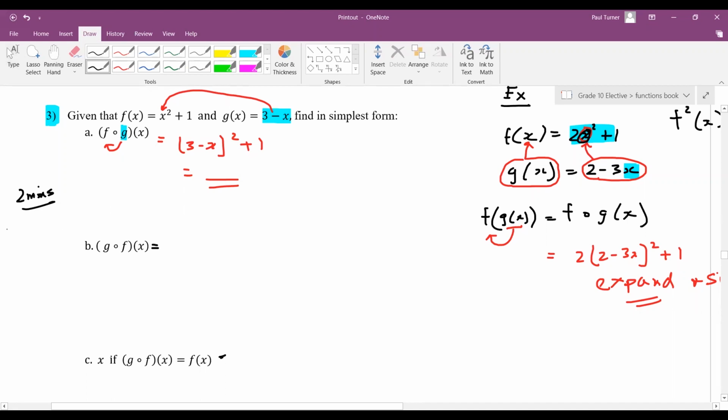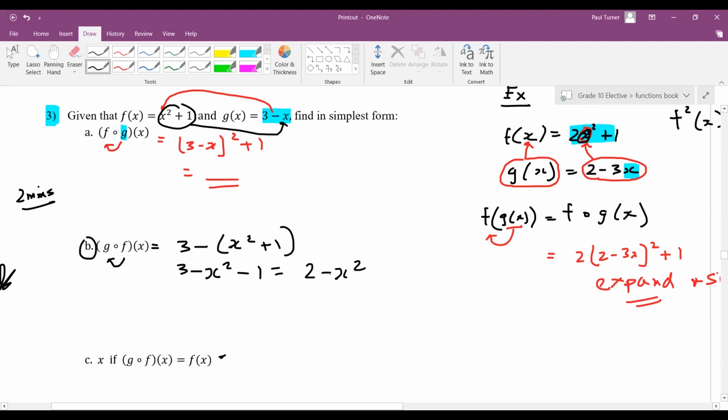Okay, for question B, I'll get my pen to work. There it is. Okay, so in this case, we're putting f into g, aren't we? So take your f function and put that into g here. So you're going to get 3 − (x² + 1). So 3 − x² − 1. 3 − 1 is 2. 2 − x². Yes or no? Okay. That one. 2 − x². There it is.